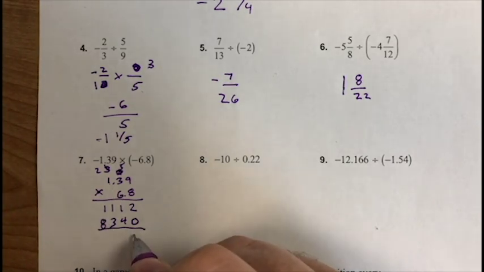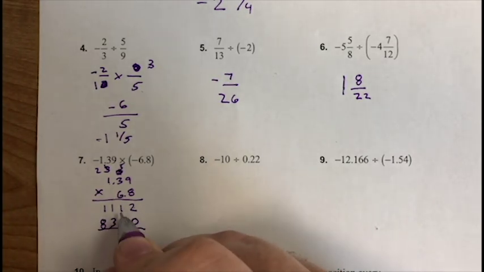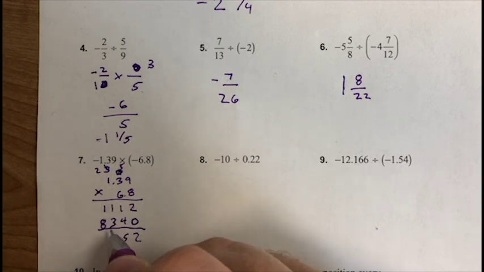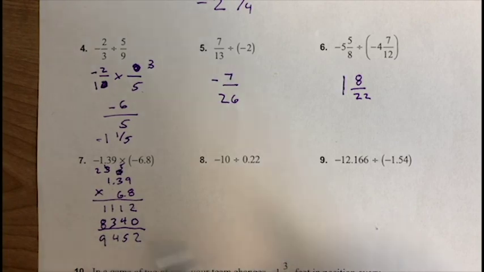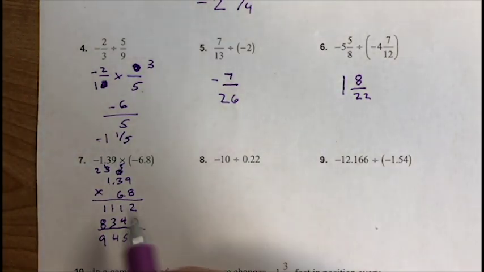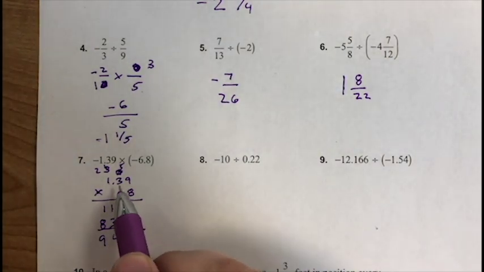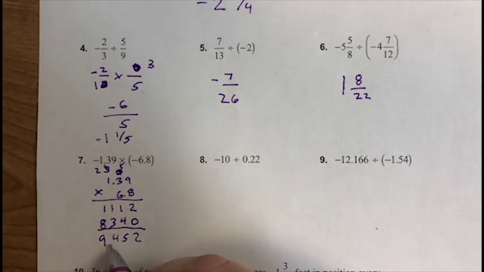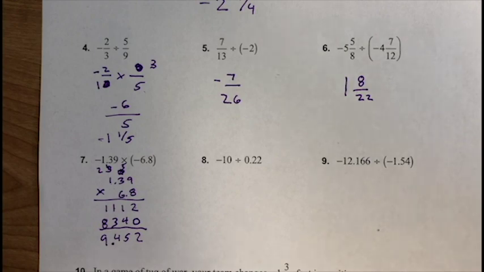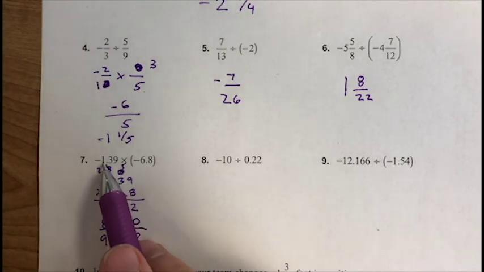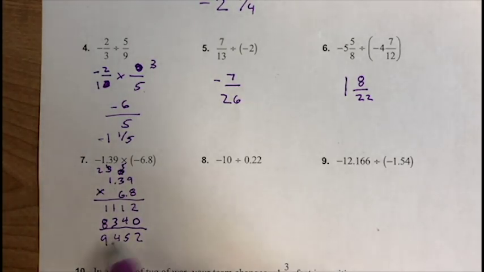Now, I add everything up. 2 plus 0 is 2, 1 plus 4 is 5, 1 plus 3 is 4, 1 plus 8 is 9. Now it's just a matter of how many decimal places I had. I had 1, 2, 3 decimals, so this will have 1, 2, 3 decimals. So I've done the multiplication. The question is now, is this a positive 9.452 or a negative 9.452? Well, look, I have a negative times a negative, so it must be positive.